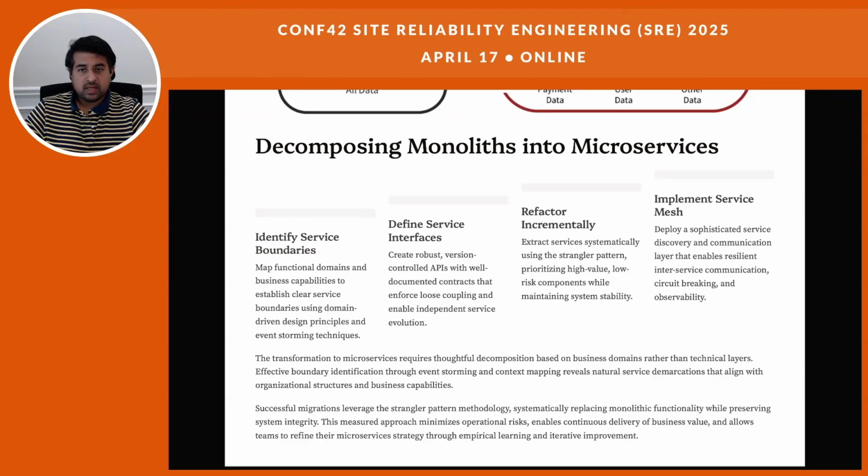Implement a service mesh. Deploy a sophisticated service discovery and communication layer that enables resilient inter-service communication, circuit breaking, and observability. A service mesh can improve latency by up to 10 to 20% and reduce service failure rates by 25 to 30% through features like circuit breaking and retry policies. Implementing comprehensive observability with a service mesh leads to a 40 to 50% reduction in mean time to resolution, called MTTR, for service-related incidents.